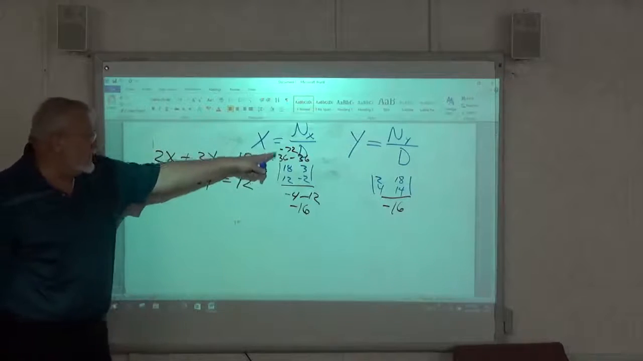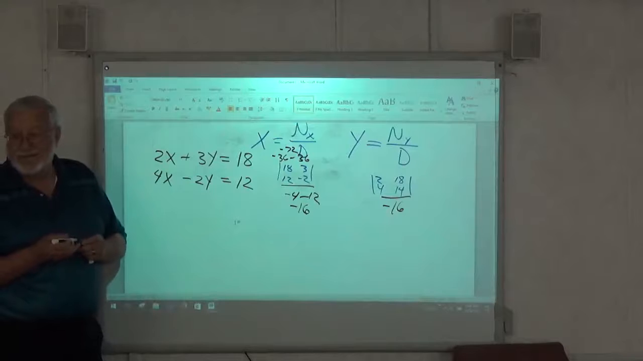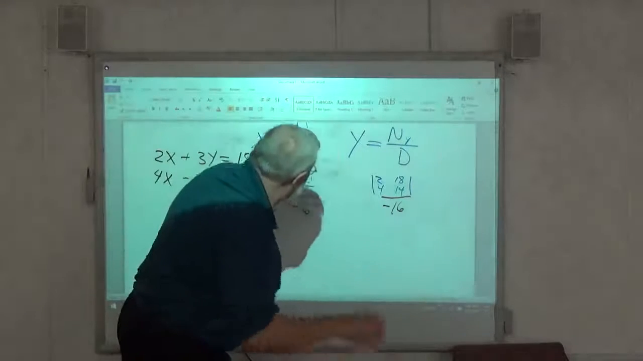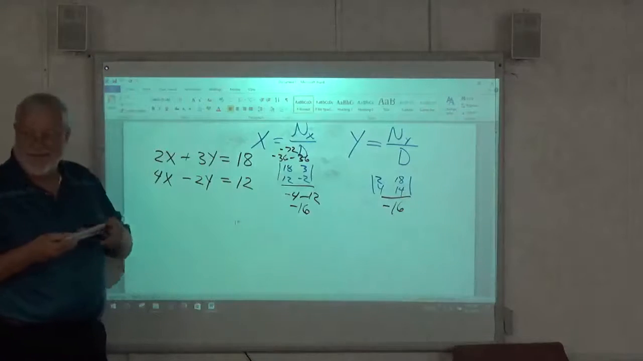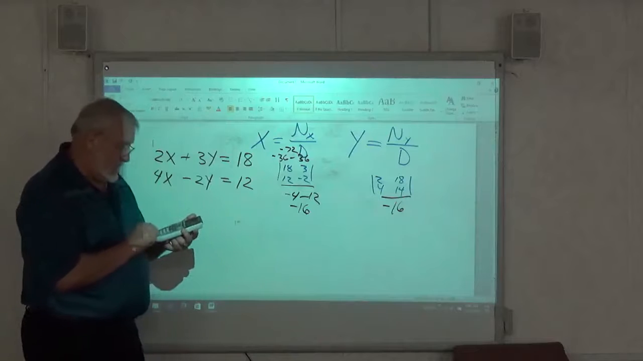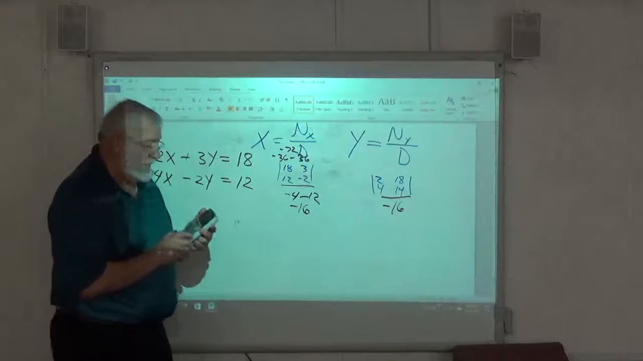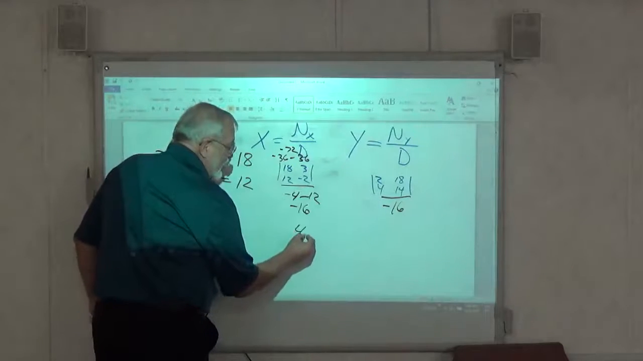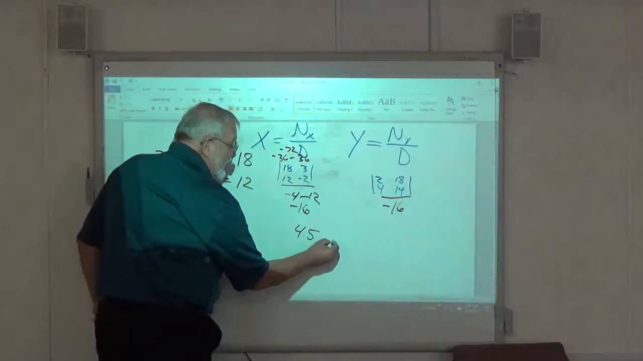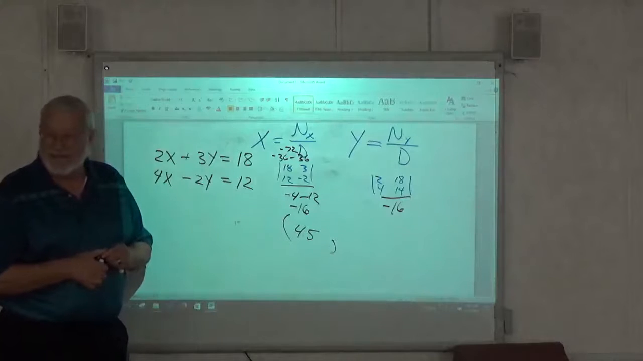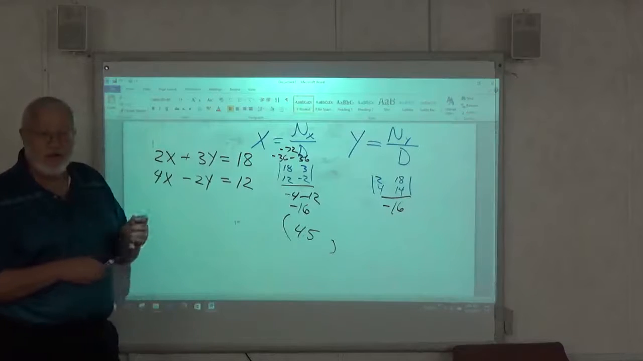All right, is this divisible? I think it is. Somebody check in your calculator. Negative 72 and negative 16. Yep. 4.5. All right, so the value of x is 4.5. Yes. All right, now how do we find the value of y?